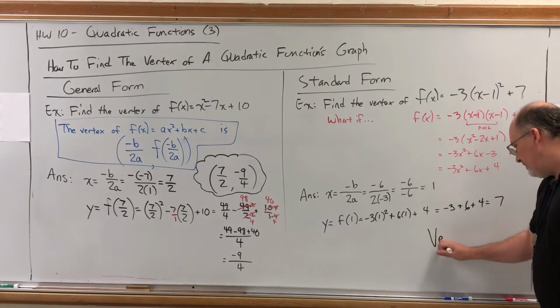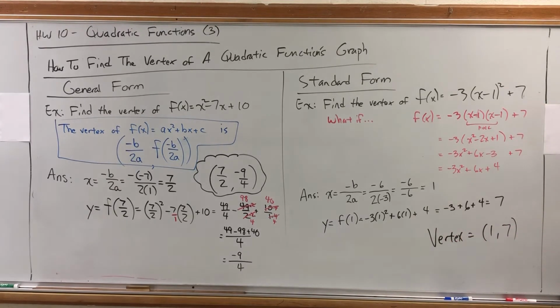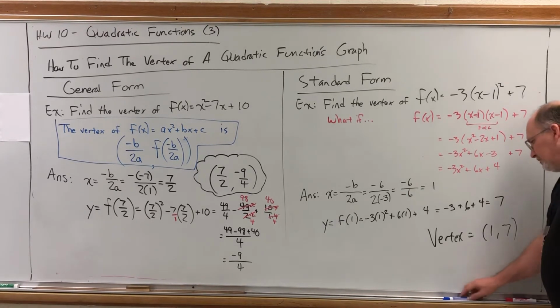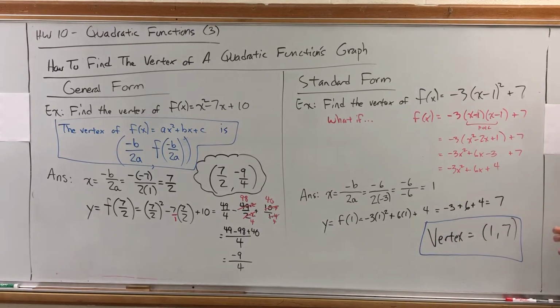So the vertex is 1, 7. So you can find the vertex by eliminating the parentheses, converting the function into general form, and then using the vertex formula for general form. But do you notice anything about the answer? Our vertex was 1, 7. Look at the original function in standard form. Notice anything? There's a 1, and there's a 7, and the vertex was 1, 7.